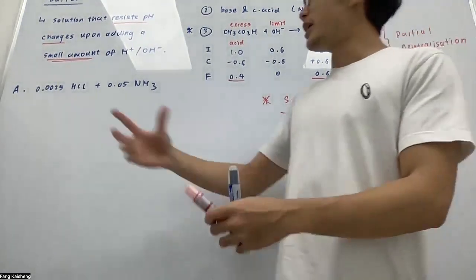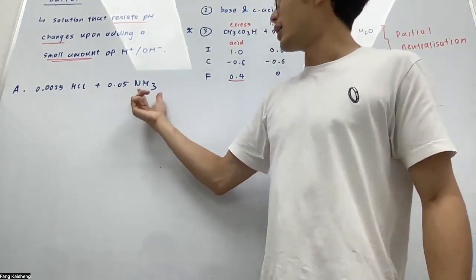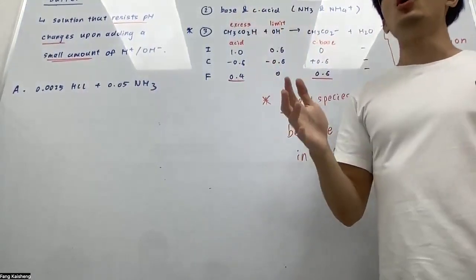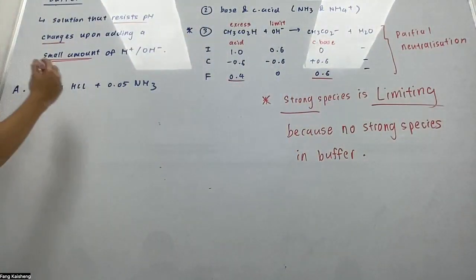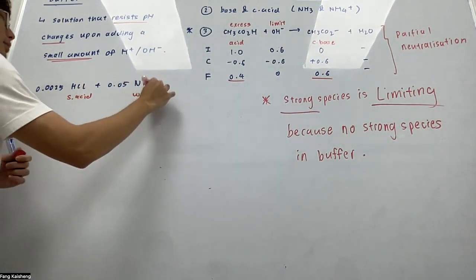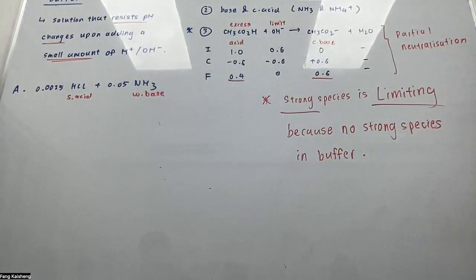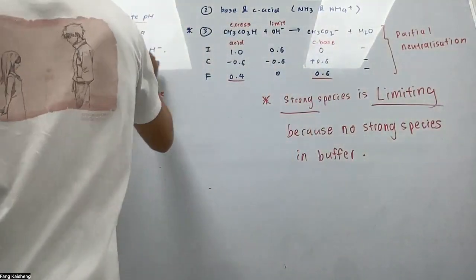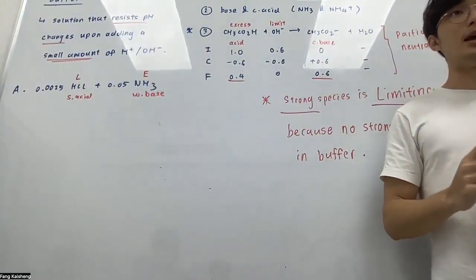Now, if you add HCl and NH3, are they a buffer immediately? No. They are not even a conjugate acid-base pair, right? So they will react with one another, because HCl is a what acid? A strong acid. NH3 is a weak base. Remember, your strong must be what, excess or limiting? Limiting. So that's why you don't have to do so much, because it's MCQ. The strong is limiting, the weak base is in excess. Is this a buffer? Yes.